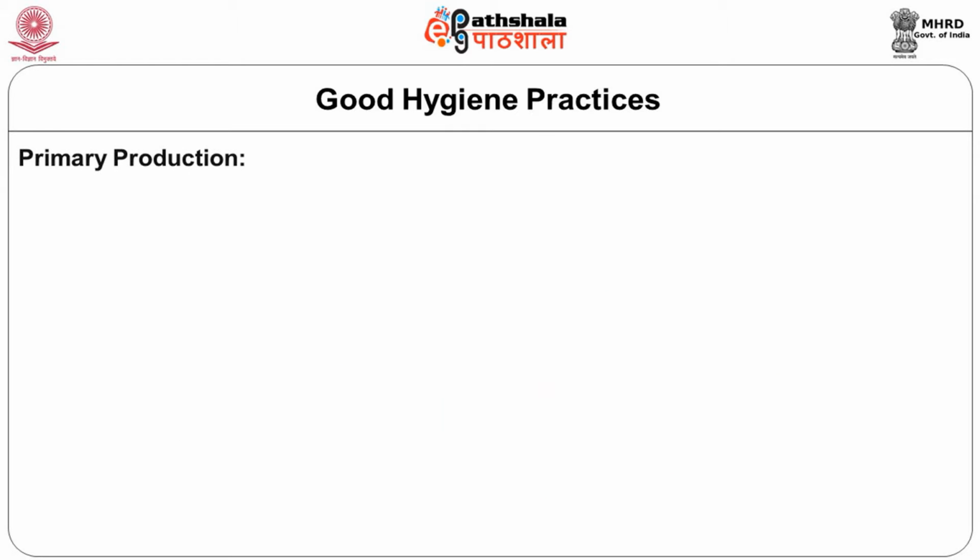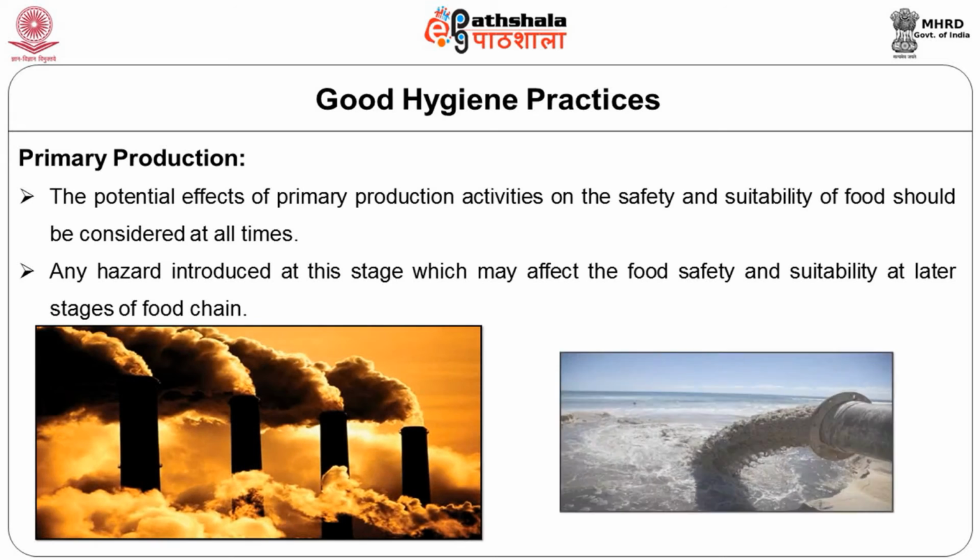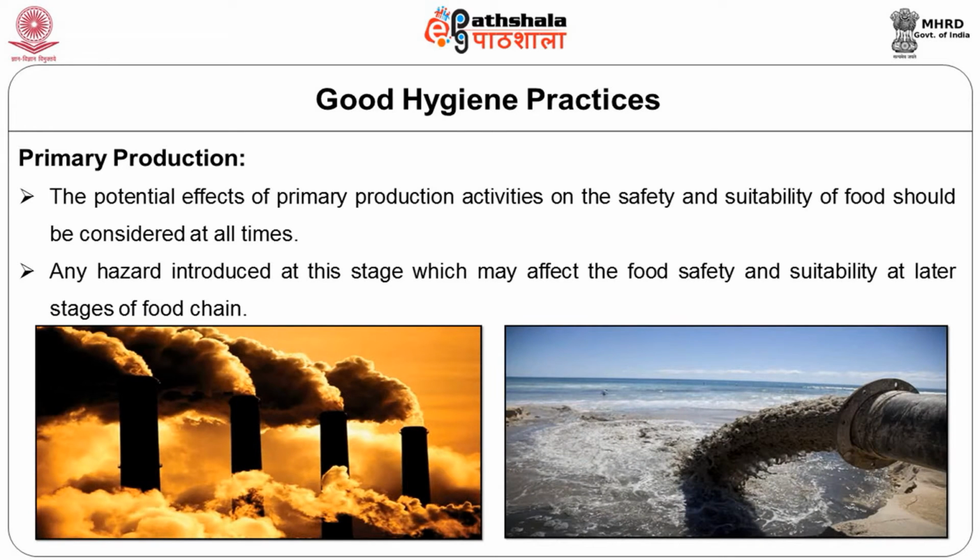The primary production of food is the first step in the food chain. The potential effects of primary production activities on the safety and suitability of food should be considered at all times. Any hazard introduced at this stage may affect the safety and suitability of food at the later stages of the food chain. First and foremost, primary production should not be carried out in areas where potentially harmful food hazards can enter the food chain. That is, it cannot be put in an industrially polluted area, where air pollution could be there. Even if the water is polluted in that area, we are not supposed to have any food processing unit.